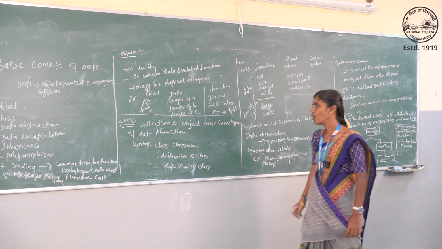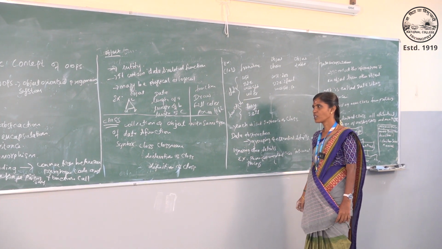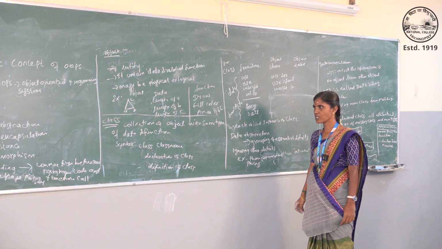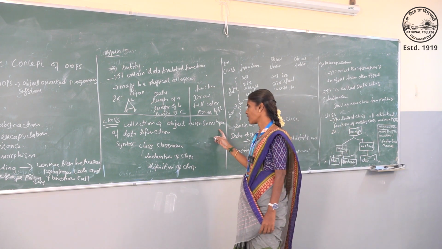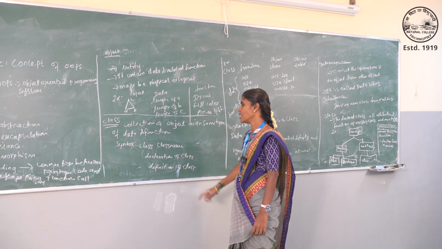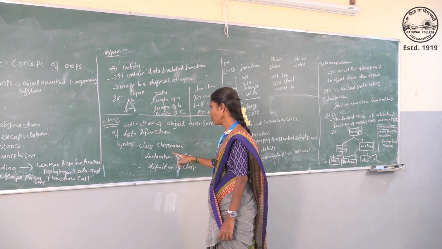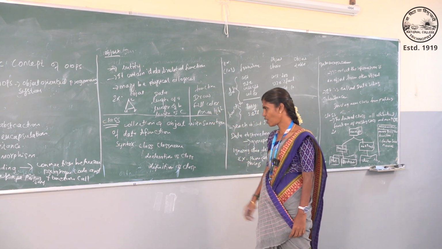Next is the class. What do you mean by class? A class is a collection of objects with the same type of data and functions. Syntax: class, class name, declaration of the class, definition of the class.